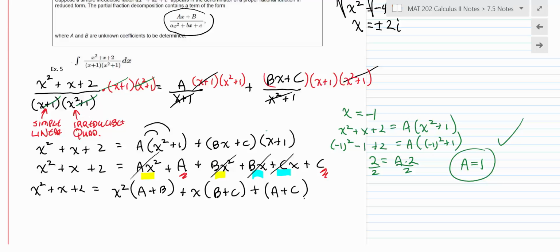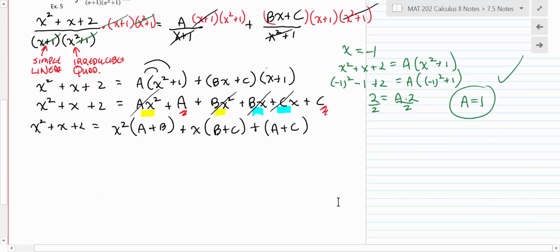And then we need to solve the system to figure out what the other two variables are, but we already have a. So we're going to have a plus b, that piece right there, is going to be equal to 1, like that. Then the second piece, b plus c, has to be equal to that coefficient, which is 1. So I'm going to write that down, b plus c equals 1. And then finally, a plus c has to be equal to 2.